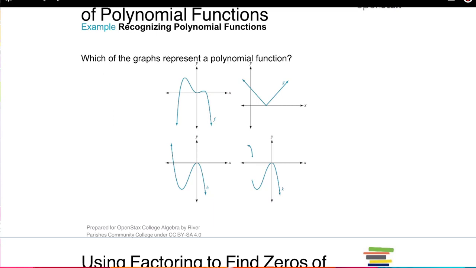All right, hopefully you looked at these. Let's look at this first one. This one looks like smooth curves. It looks like it's continuous. So I would say this one is definitely a polynomial. All right, let's look at the next one. This one has a sharp corner right here. It's a sharp point right there. So you can't have sharp corners, so that's not a polynomial function because it's not smooth and it has a sharp corner. Looking at the next one, this one looks smooth and continuous, so this one is a polynomial function.